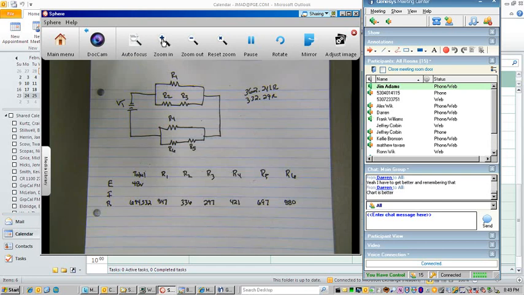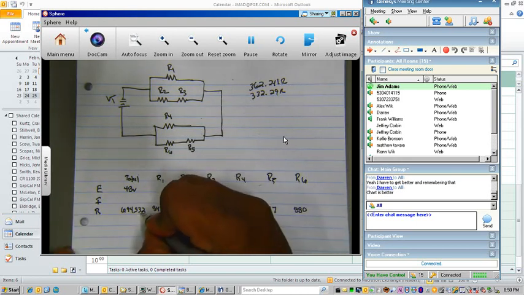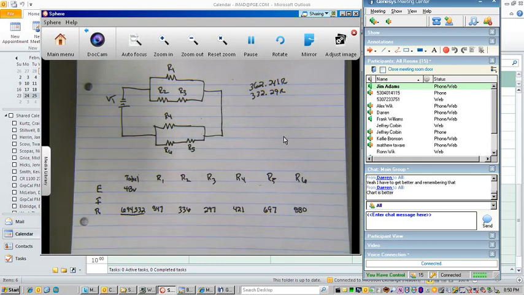I'll give you guys a minute to catch up on that one. Everybody good with that? Anybody not good with our total resistance, 694?